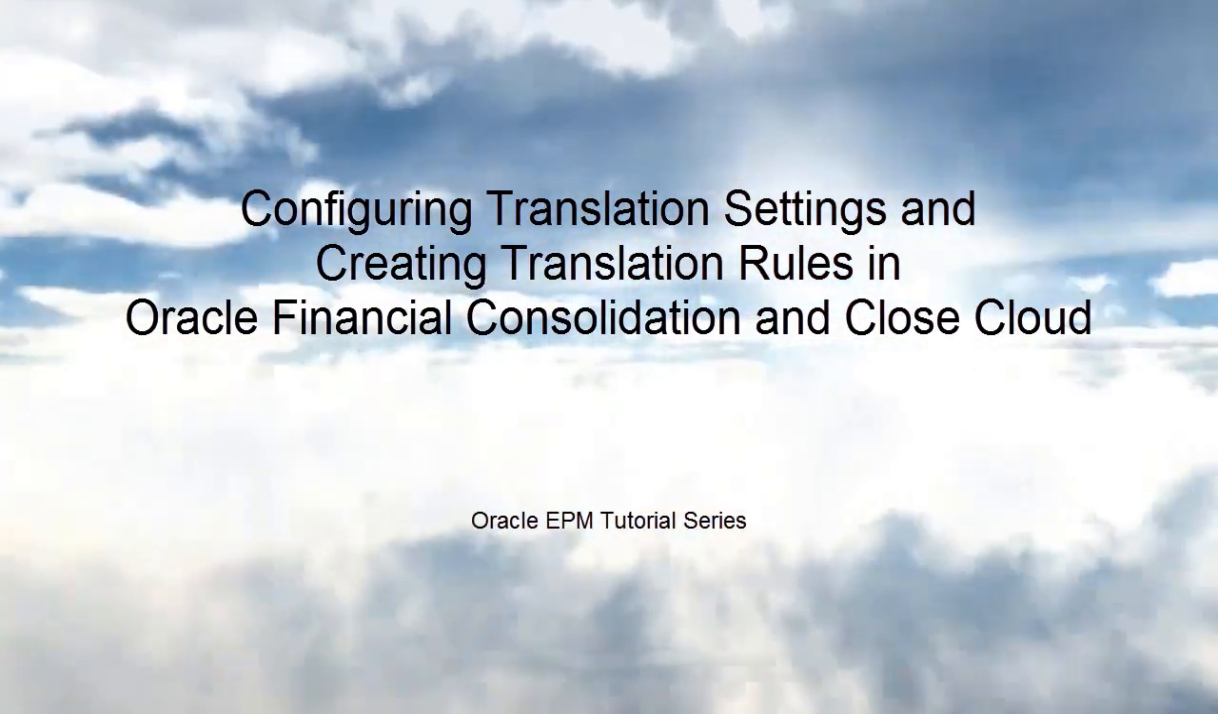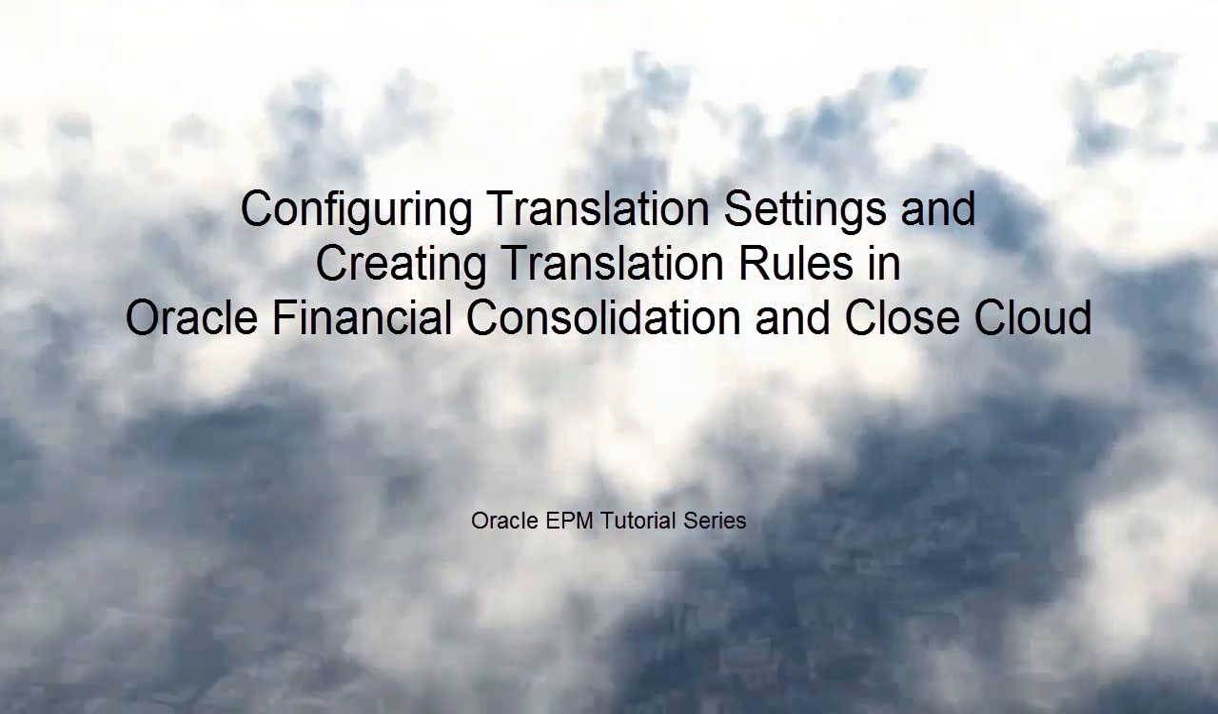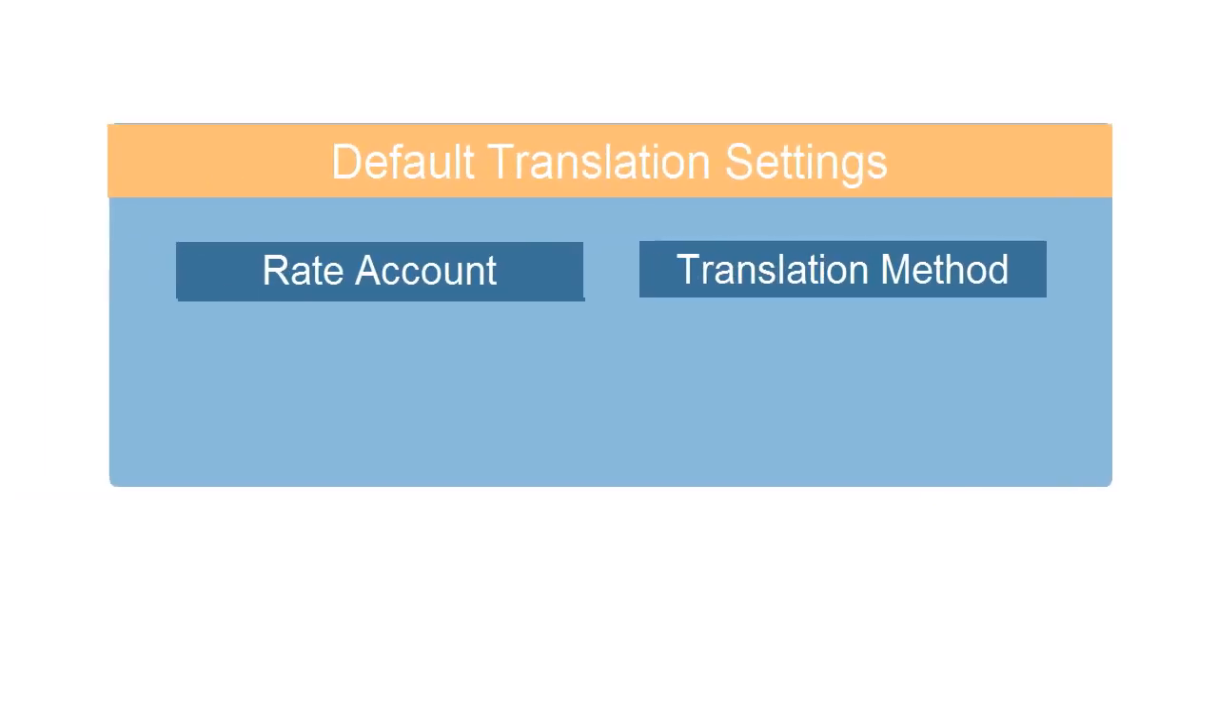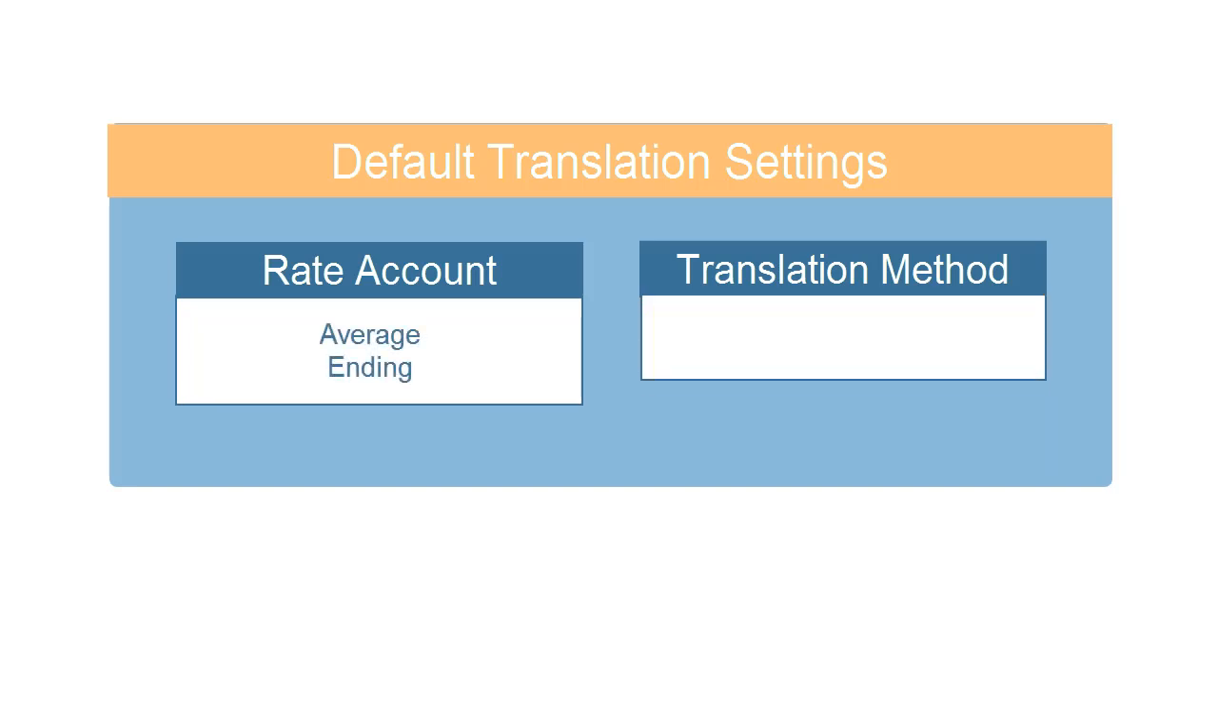Welcome to this step-by-step tutorial on how to configure translation settings and create translation rules in Oracle Financial Consolidation and Close Cloud. You can configure the default translation settings for all accounts. You can select average or ending for the rate account and periodic or year-to-date for the translation method.